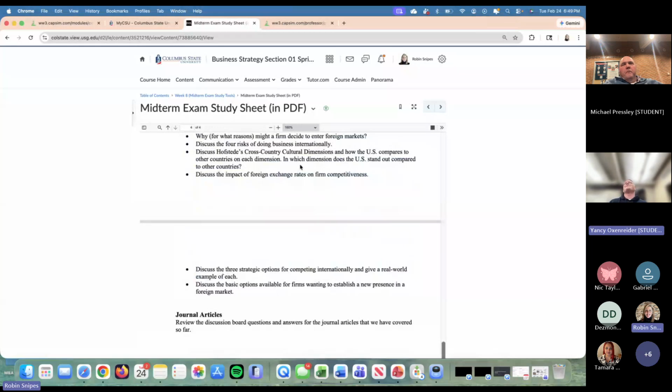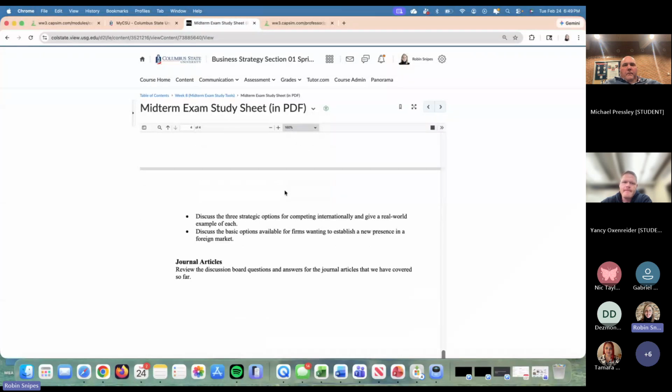But I might ask you this question: which dimension does the U.S. stand out? We all know that one now, right? Individualism. Yeah. If you compare us with any country, I think in the world, we're going to score higher on that. That's just part of our culture.